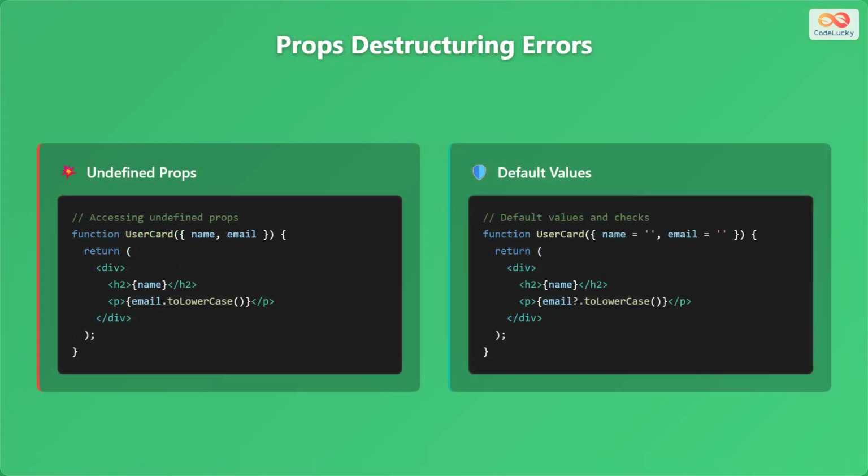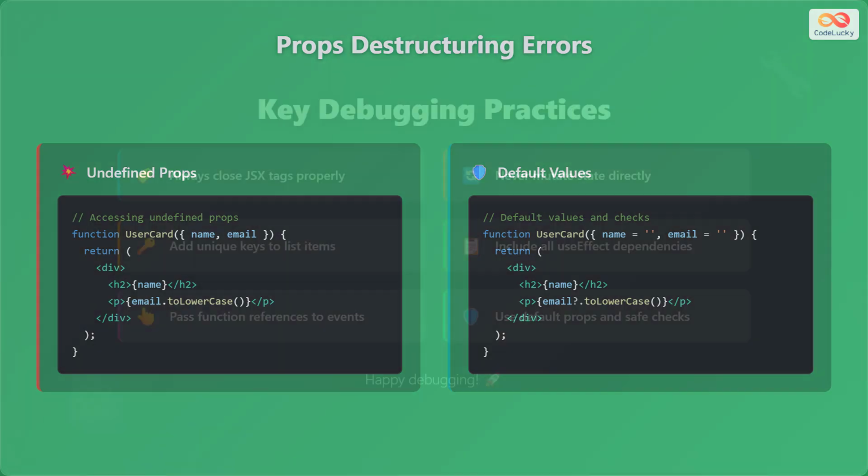When destructuring props in a React component, it's important to handle cases where the props might be undefined. In the common error example, the component expects name and email props. If these props are not passed, name will be undefined, and attempting to call toLowerCase on an undefined email will cause an error. The fixed code example shows how to use default values for the name and email props. It also uses the optional chaining operator to safely access the toLowerCase function only if the email exists. This prevents errors when props are not provided, making the component more resilient.